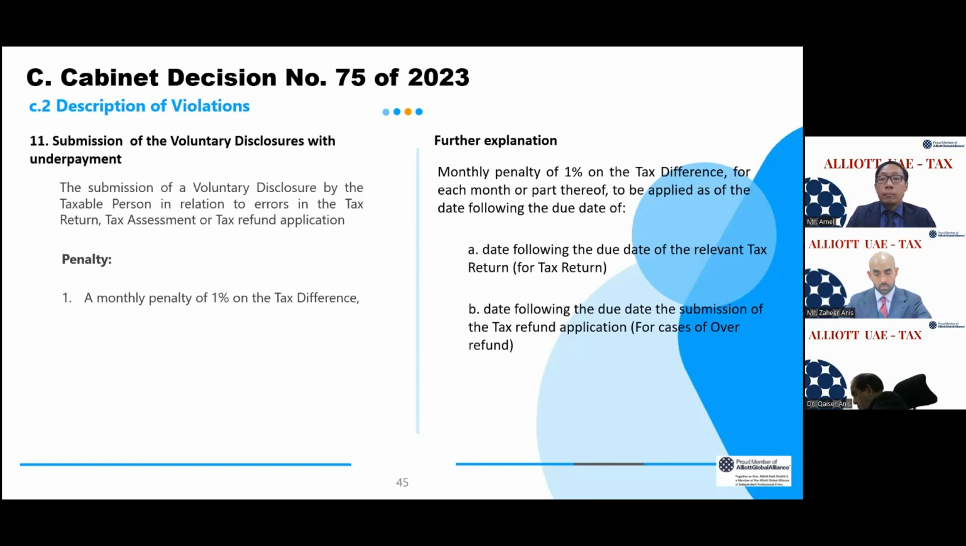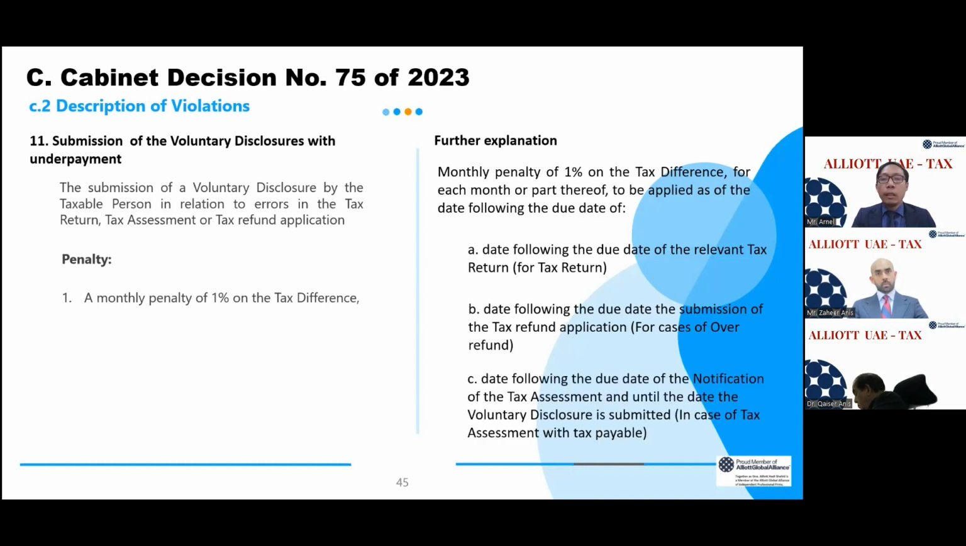In case of a tax refund, where you were over-refunded, it will be based on the date following the due date of the submission of the tax refund application. And when we're talking about an assessment or after a tax audit, it will arise on the date following the due date of the notification of the tax assessment. By the way, the notification date is the time the authority has communicated to you in the form of a notice. This will be your tax assessment after a given tax audit.